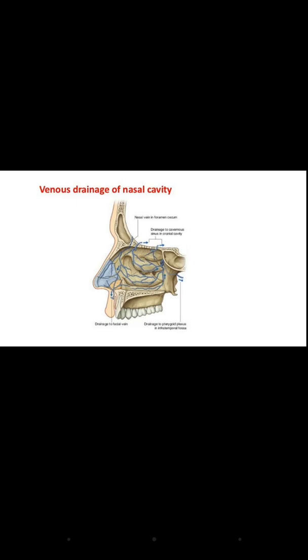Now venous drainage of the nasal cavity. The nasal veins follow the same course as the arteries, and then they drain into the facial vein, then into the cranial cavity sinus, and also into the pterygoid plexus, which is present in the infratemporal fossa.